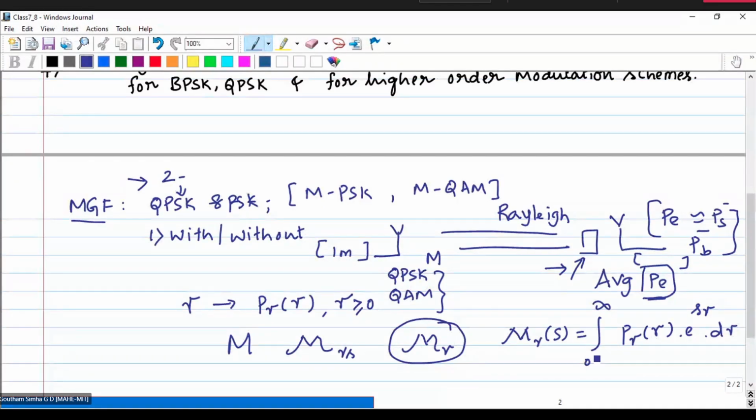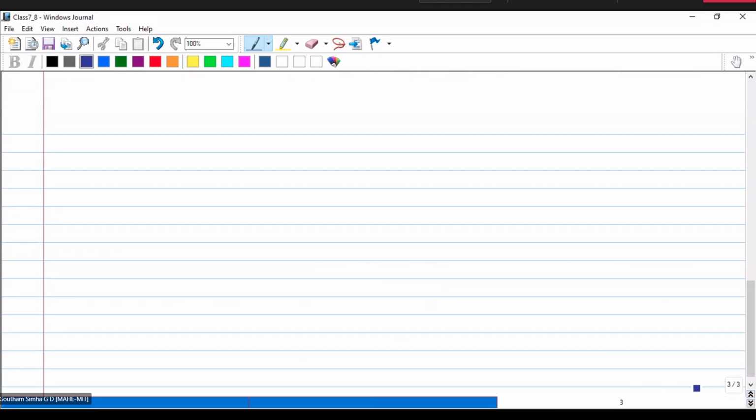If you carefully observe this function, it is nothing but the Laplace transform of the distribution P gamma of gamma, with arguments reversed in sign, that's all. So you can also write it as the Laplace transform of P gamma of gamma, that is equal to M gamma of minus S. Okay. Now, still it is not clear what this is.